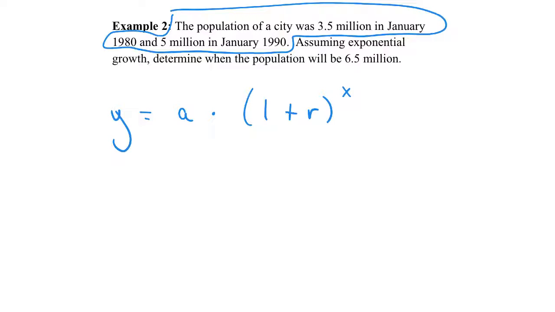Right now, we know that the starting value of population was 3.5 million. Helen is correct that X is absolutely 10, because 10 years have passed between 1980 and 1990. So my starting population was 3.5 million. After 10 years, my population is now what? 5 million. That goes on the left side.